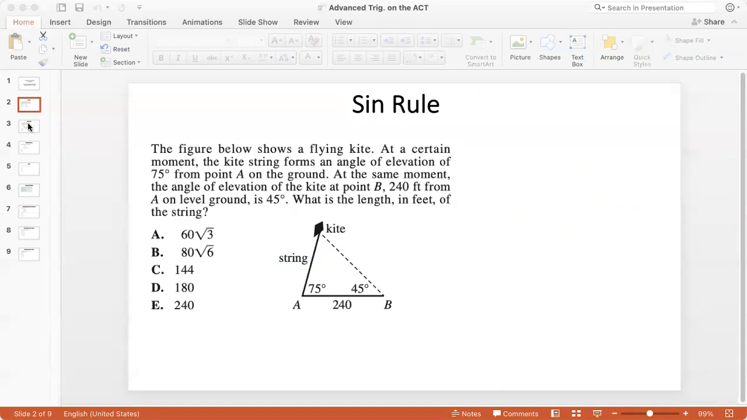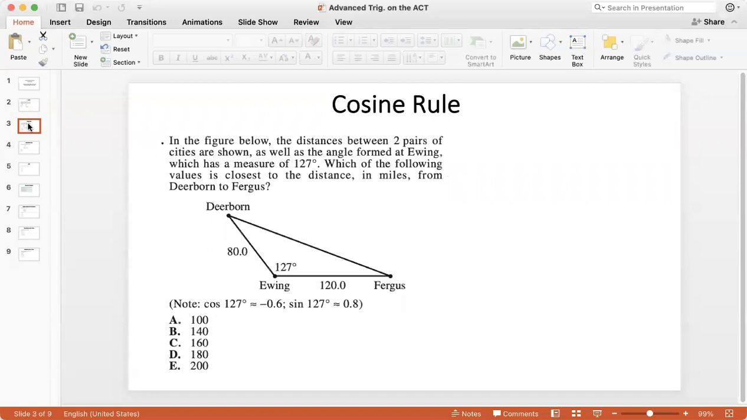Okay, let's go to the next rule, the cosine rule. The cosine rule gives you the side length of a triangle if you know any angle of the triangle. So again, let's say I have a triangle ABC, and this is small a, small b, and small c.